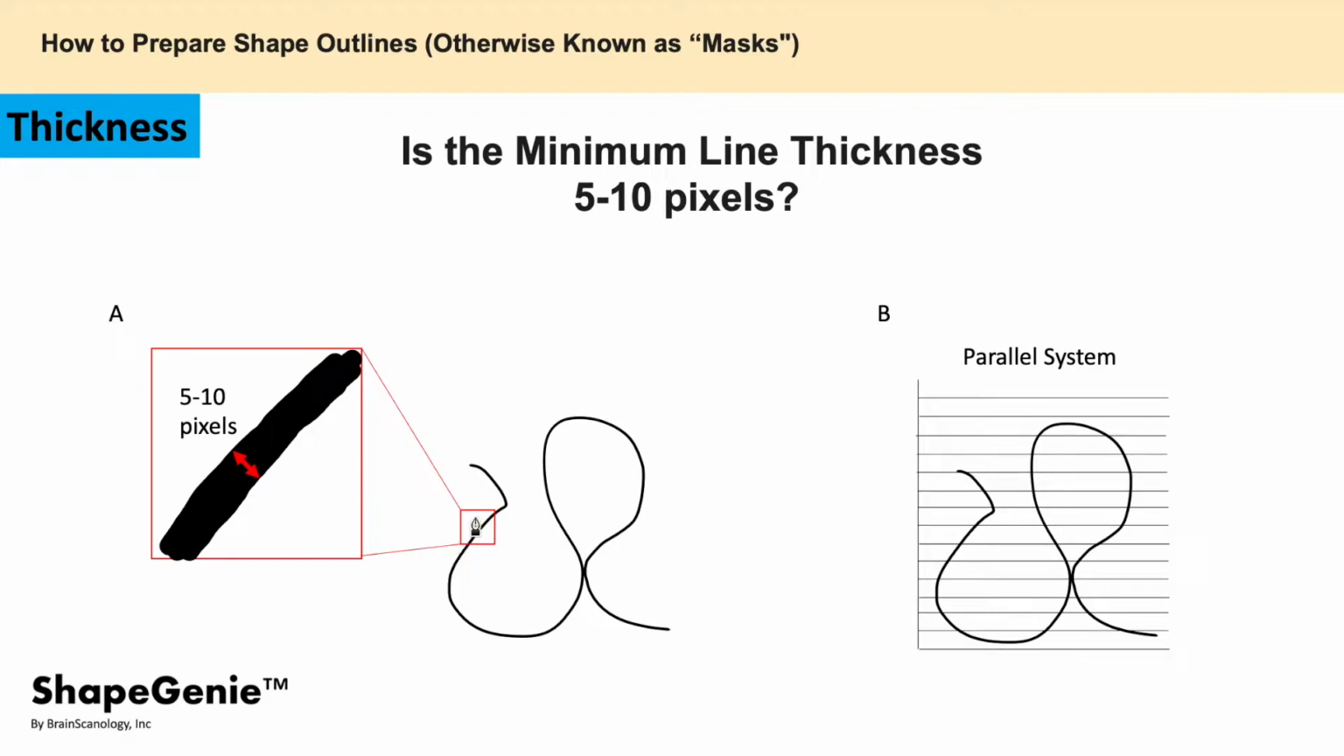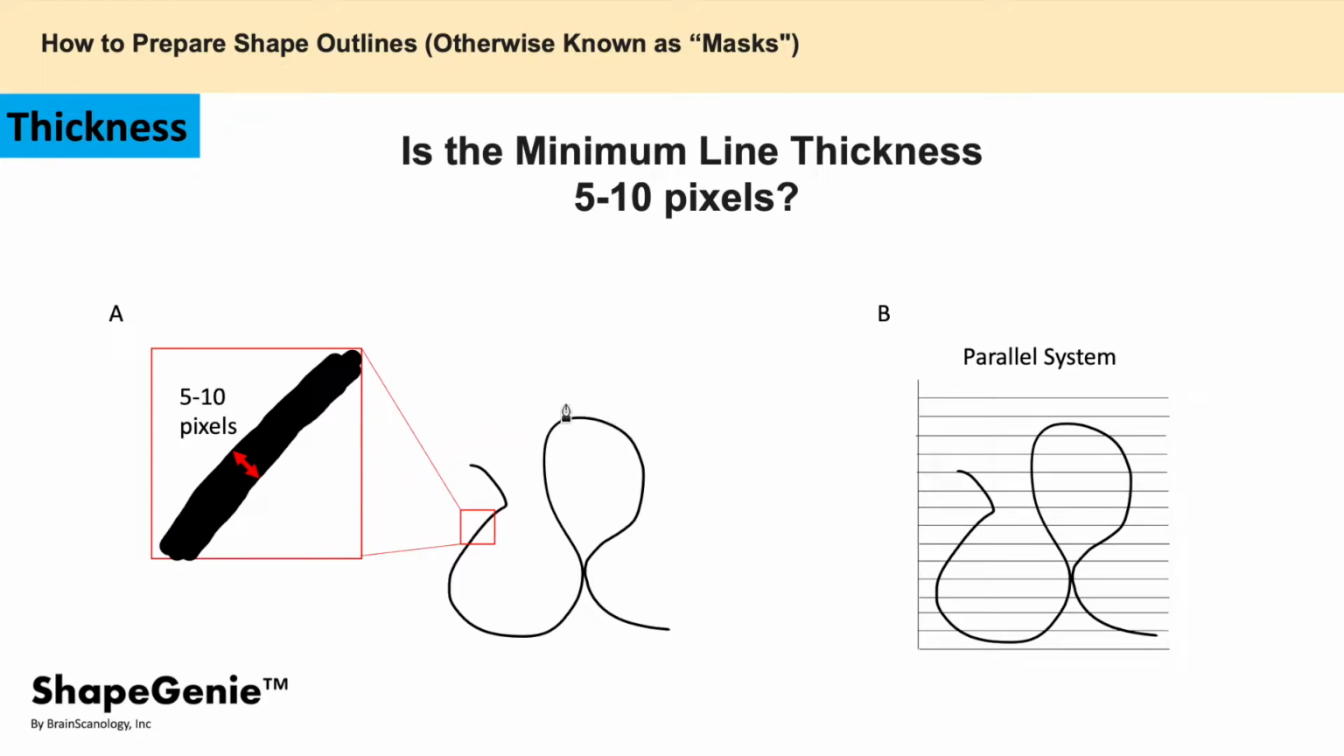In panel A, here is a sample shape that you might want to measure. If you zoom in here in this red window, the thickness of the line should be between 5 to 10 pixels thick. We set the minimum at 5 simply because when you feed your image into Shape Genie, it goes through various processing steps, and we find that a minimum width of 5 pixels is most reliable for detecting the line.